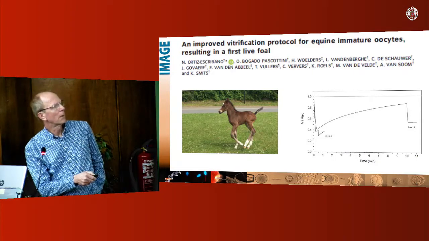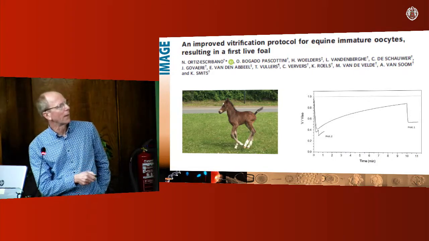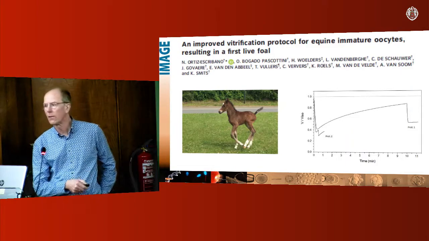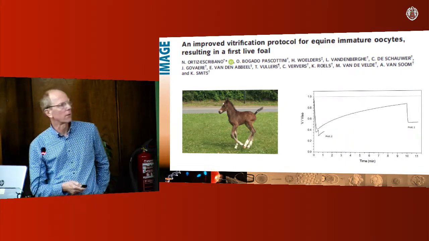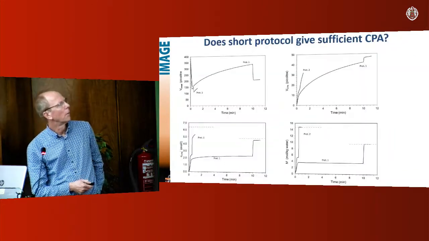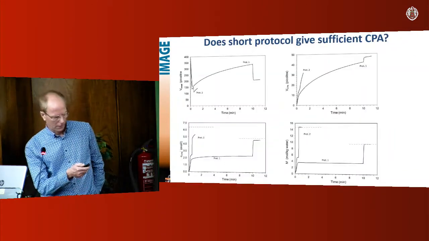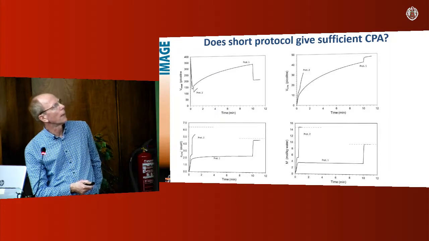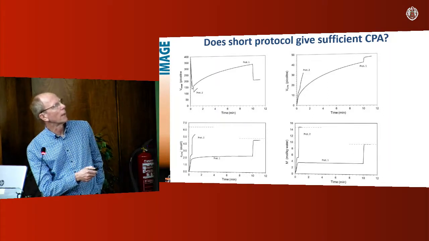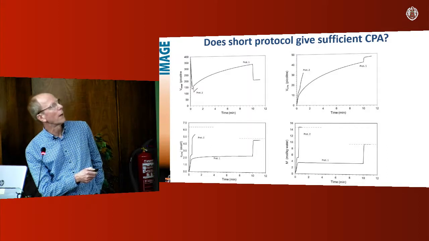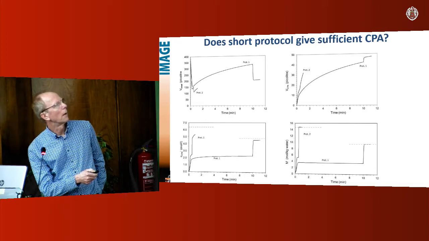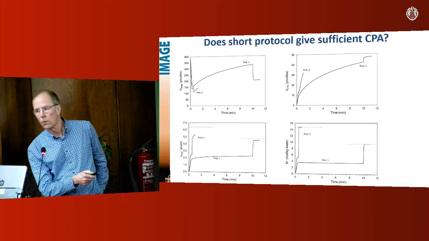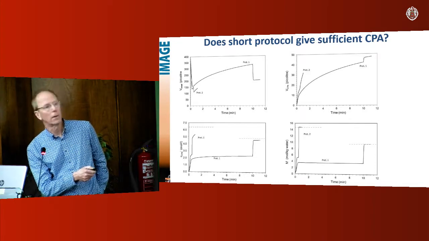Nothing new, but of course these people in Ghent were worried a little bit because if it is so short, how can we be sure that enough cryoprotectant has entered the cells? So we turned to using this kind of modeling, and I could show then that yes, indeed, there is a significant influx of cryoprotectant in the short protocol. Not as high as in the long protocol, of course, but it's quite significant.